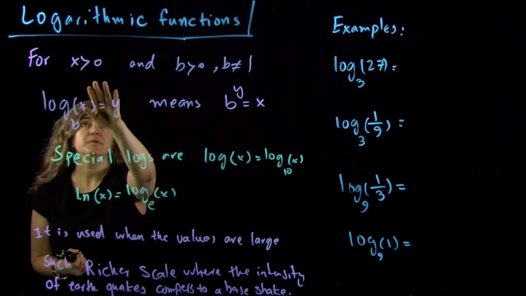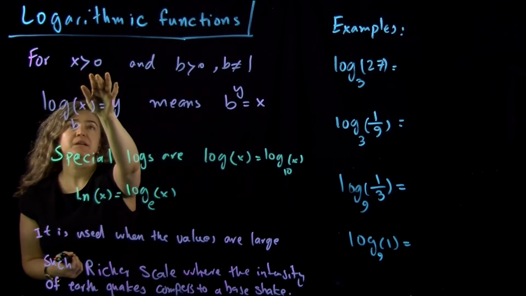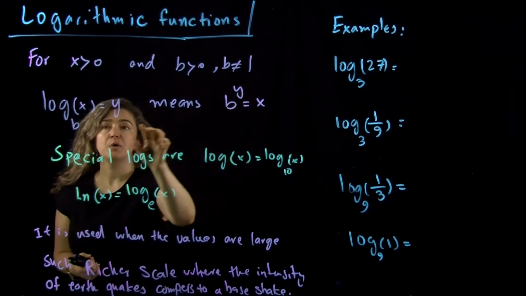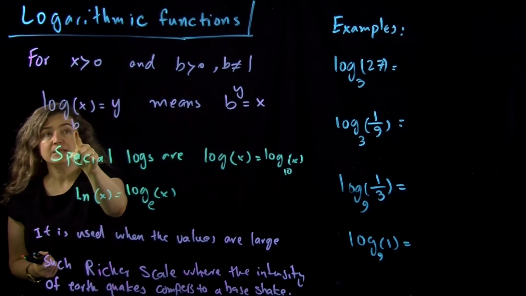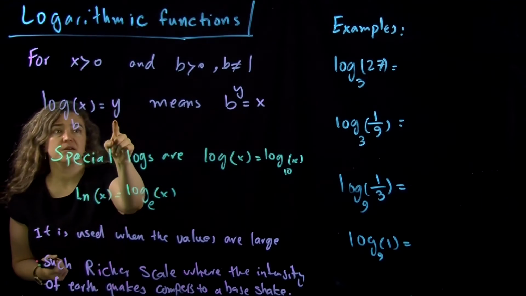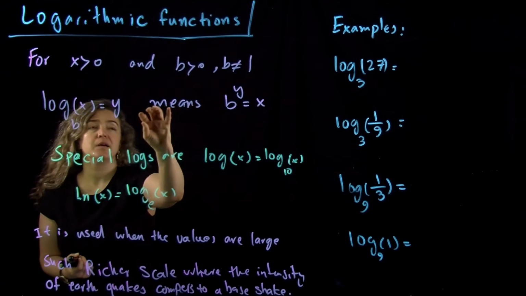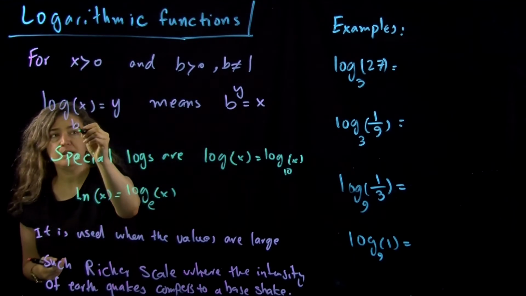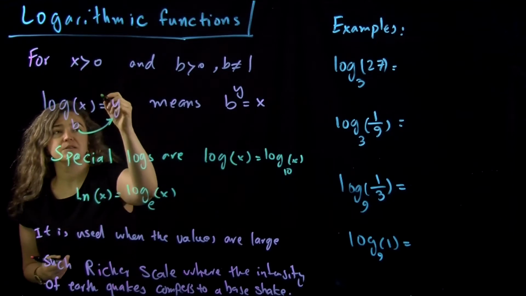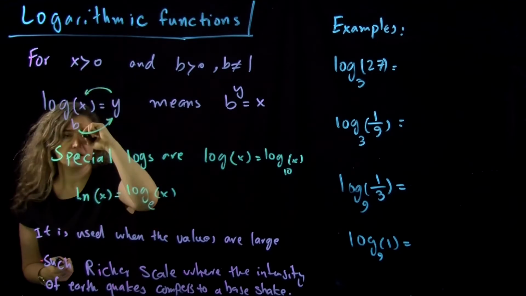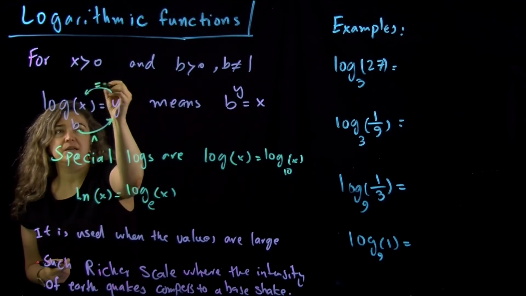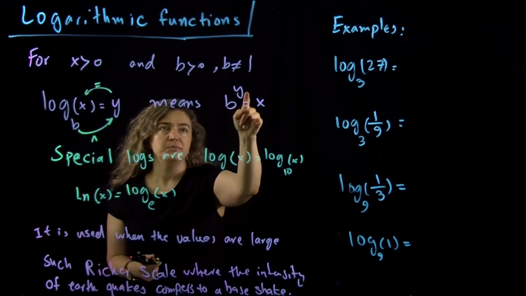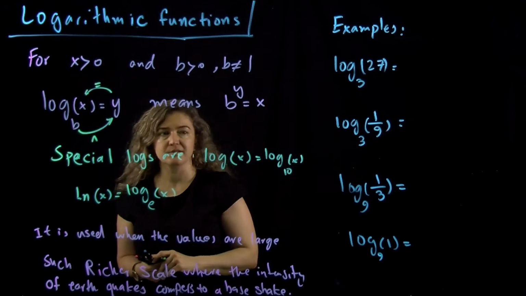Definition of logarithm. For x bigger than 0 and b bigger than 0 and b not equal to 1, log base b of x is equal to y is equivalent to saying that b to power y is going to give you x. Again, b to power y gives you x.